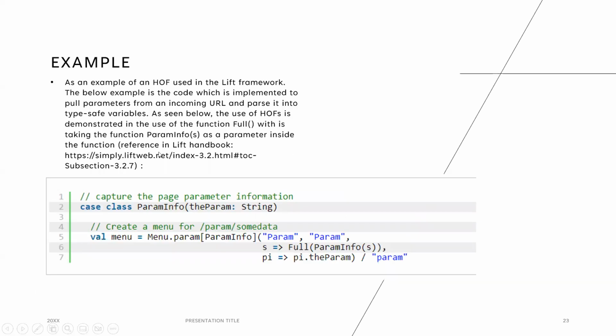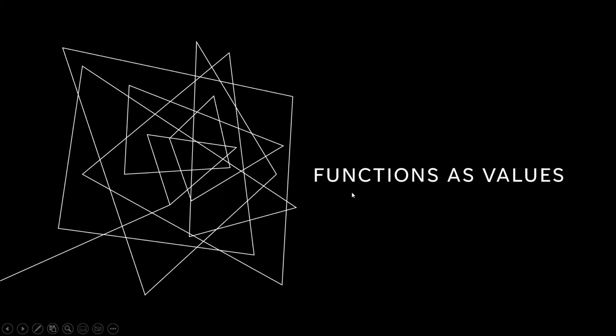I also pulled this from the handbook. This is another good example of a higher order function. As you can see in the case class, down at the bottom, you have the S2, it calls function full, but then within that, we also have param infos, which is another function that it's calling on itself. So it's very similar to what we were seeing in class. Most code snippets that I saw within the book contained higher order functions.